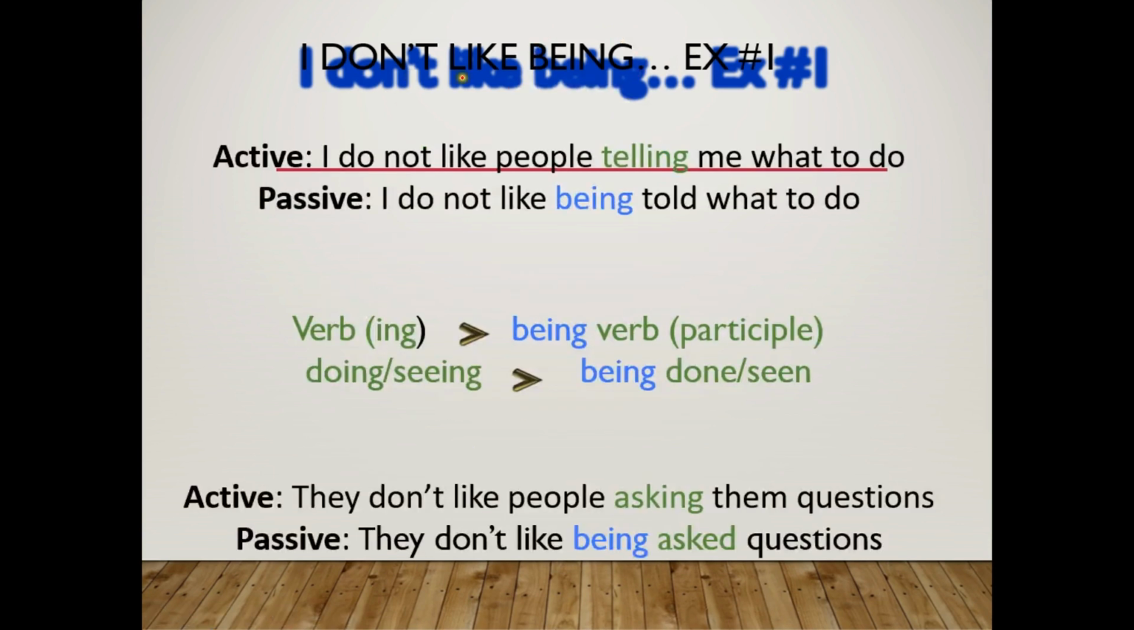Next. I don't like being, another example: I don't like people telling me what to do. The passive: I do not like being told. See? Being told. Always told. This is verb 3. Yeah, even though there is no be in here, people is telling, no, it's okay. Just put in being here. It's okay, guys. Okay? Remember, being always follows verb 3. Okay?